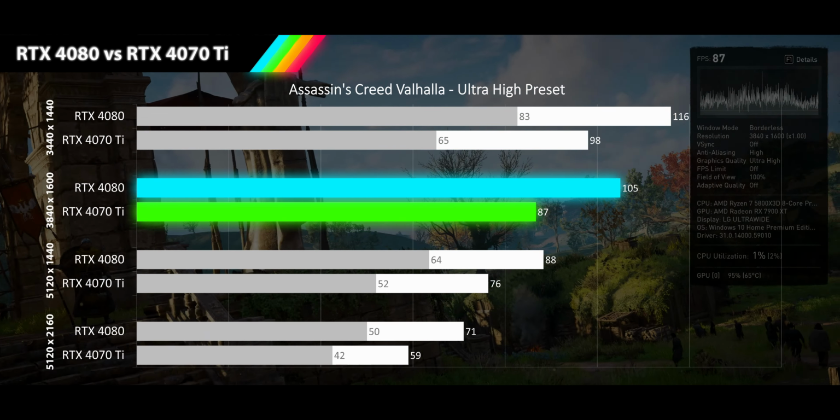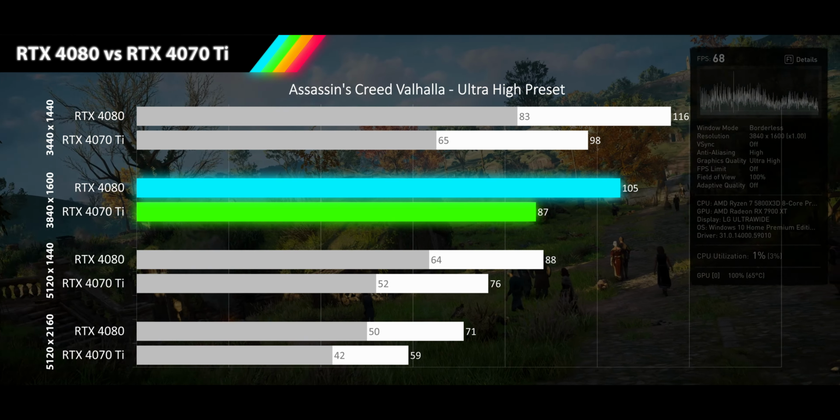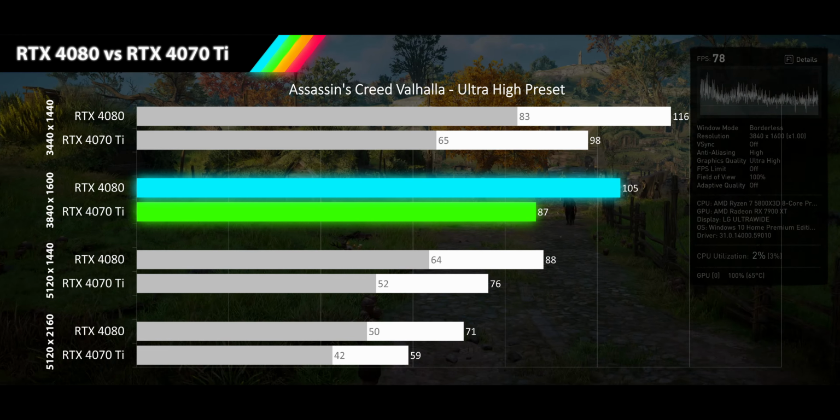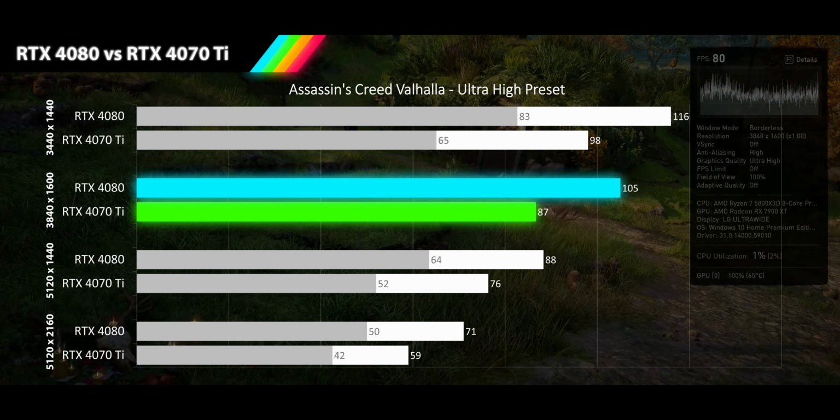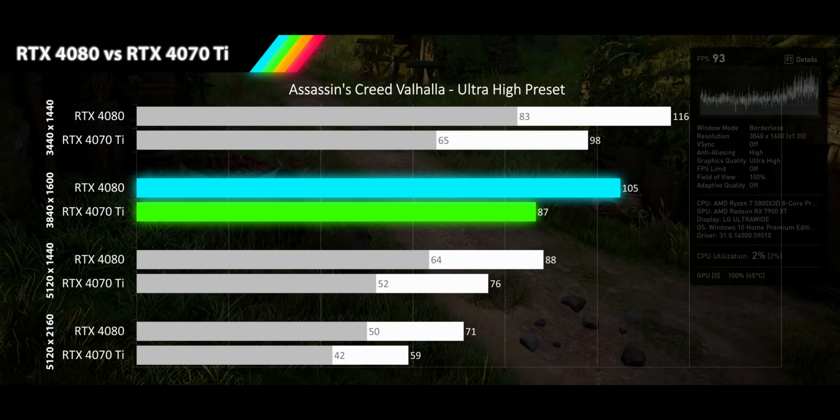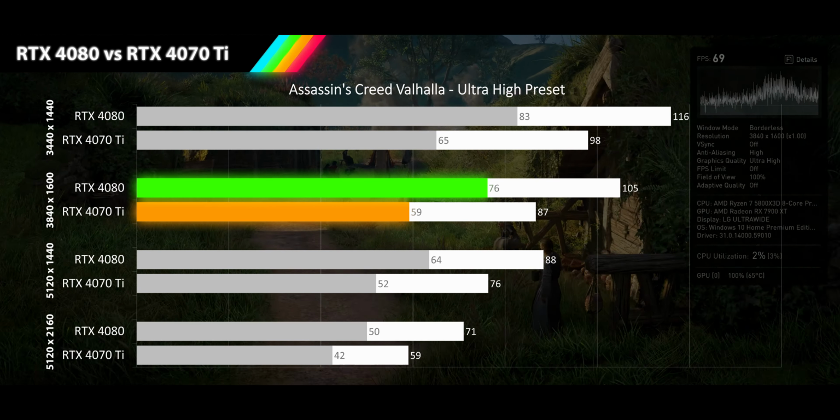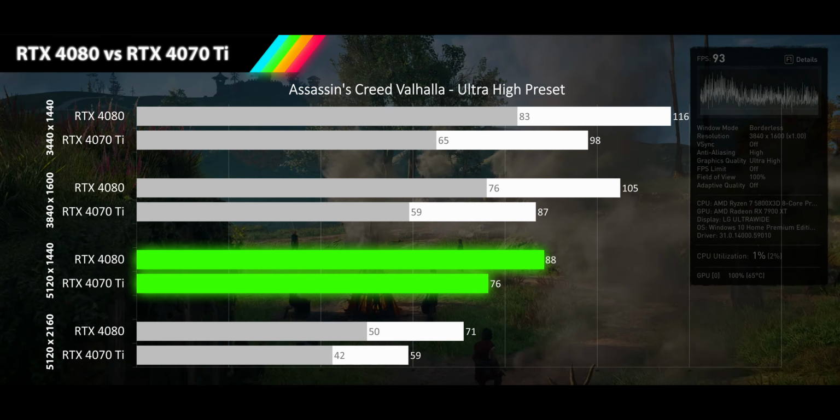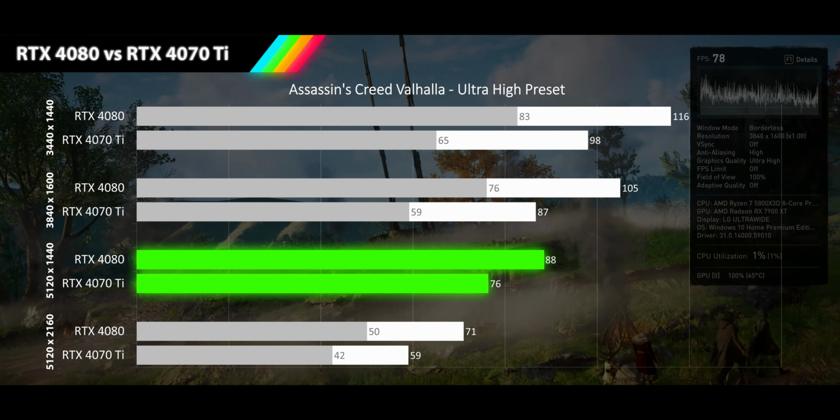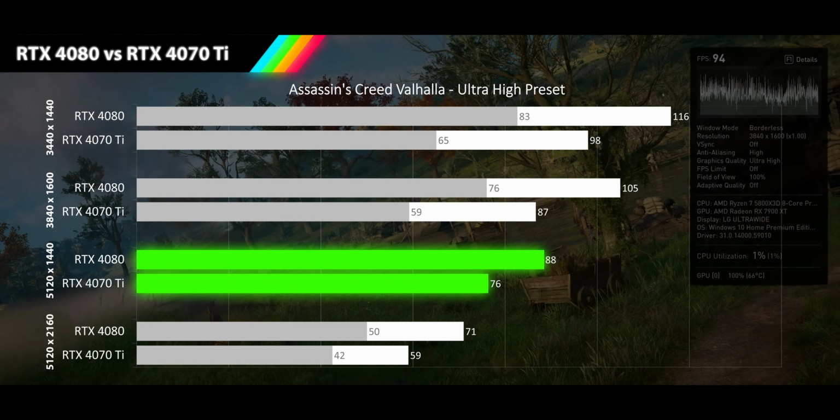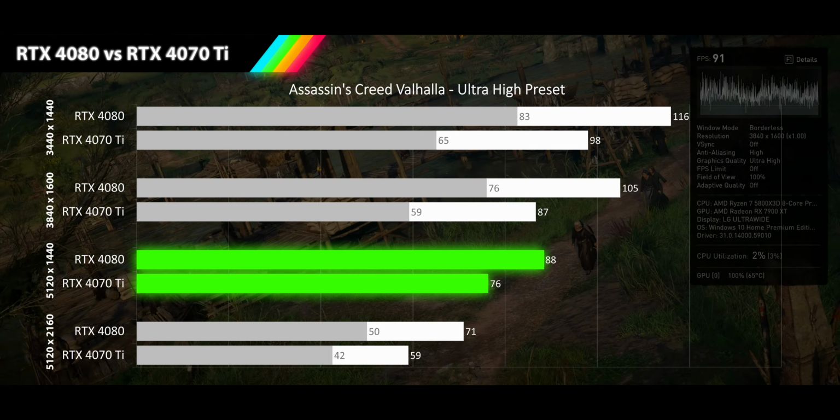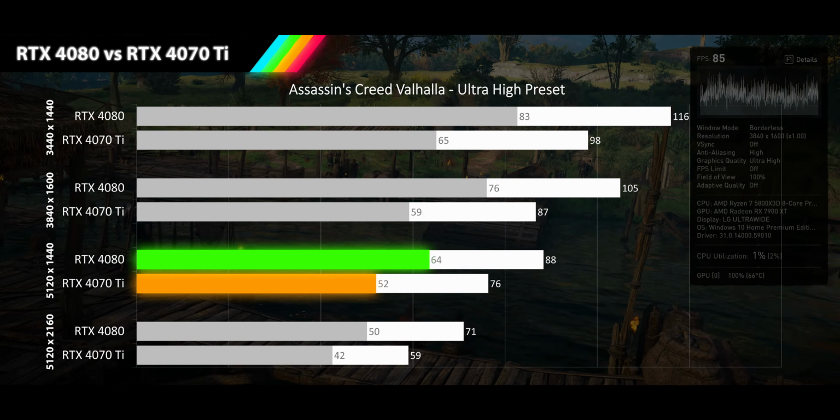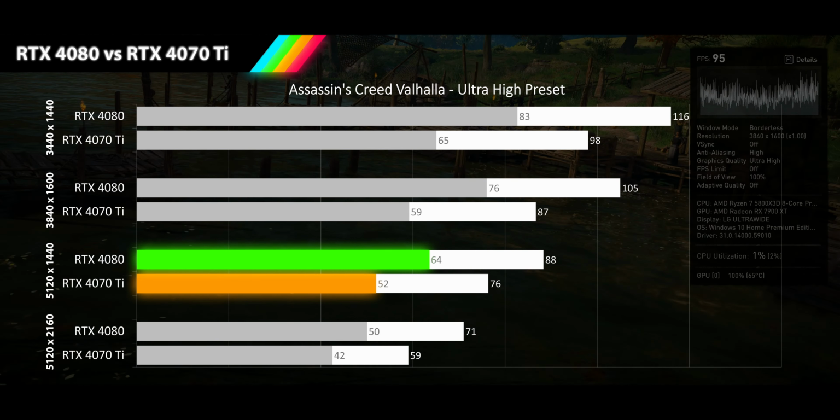At the 1600p ultrawide resolution, the 4080 is still in high refresh rates of 105 FPS, coming in 21% faster than the 4070 Ti, which is now in smooth range at 87 FPS. The 4080 is 28% faster in the 1% lows. Moving to our 1440p Super Ultrawide, we see the 4080 drop into smooth refresh rates at 88 FPS, now only 16% faster than the 4070 Ti at 76 FPS. The 4080 is still 22% faster in the 1% lows.